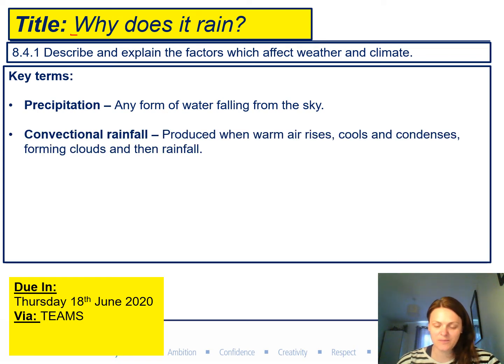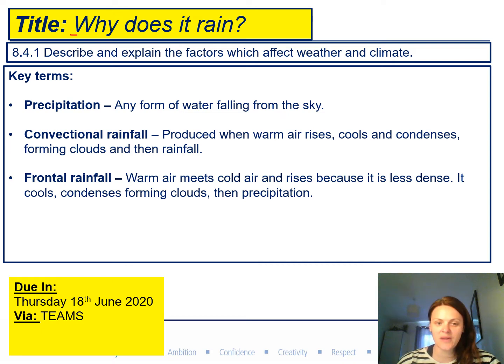Convectional rainfall. Now, we looked at this in the last unit when we did ecosystems and the rainforest. So it is rainfall that is produced when warm air rises, cools and condenses, forming clouds and then rainfall.